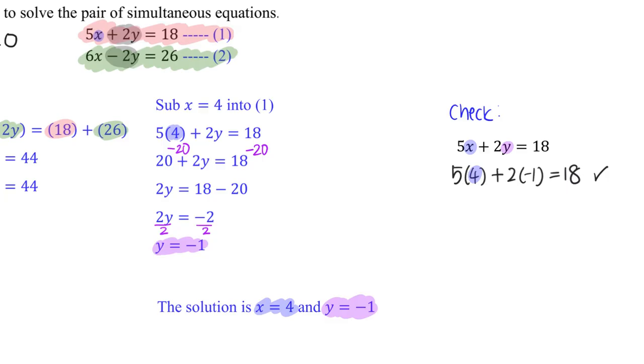When it gives me back 18, the answer is correct. So this one is my 4 and this one is my -1. I substitute back into my equation 2 as well. So equation 2, since we now know the values of x and y, I'm going to have 6 times 4 minus 2 times -1, and I'm going to work this out. If it gives me 26, which is what is happening here, our answers are correct. Confirm correct.